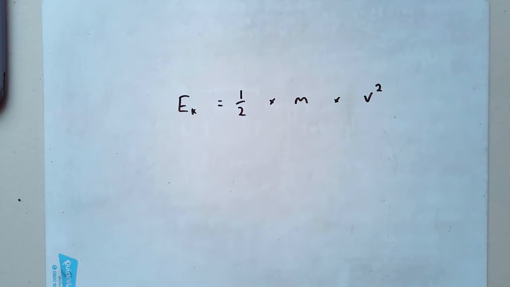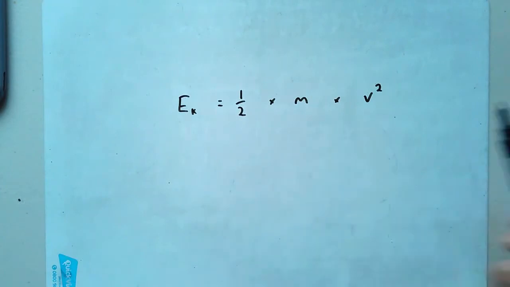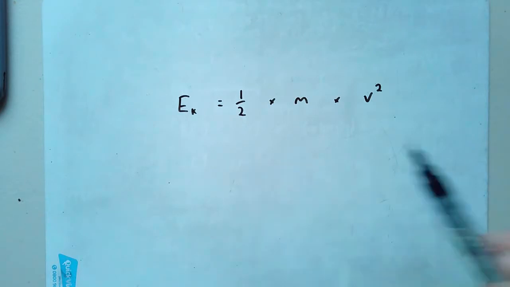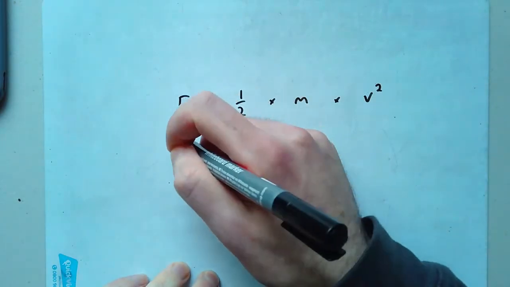For the minute, because this is just a short video, all you need to know is that kinetic energy is half the mass times the velocity squared. In the description to this video, I'll put a link to a very good article that explains where this half comes from.